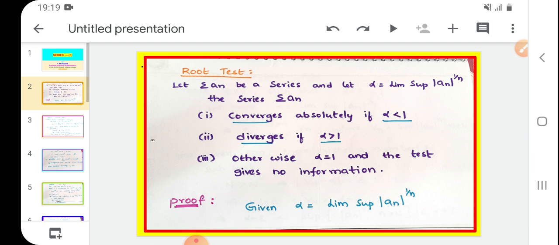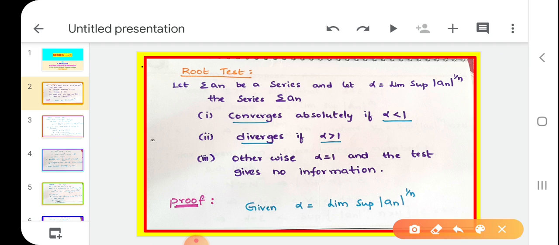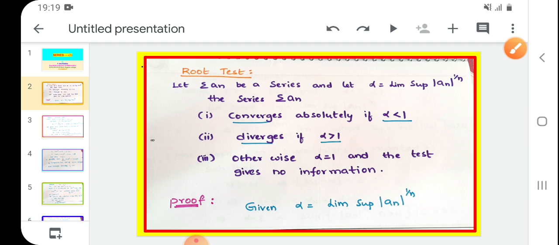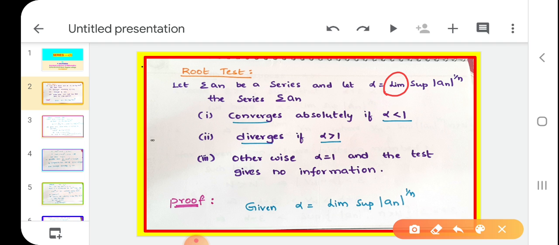What is the first method? Root test. By using the root test we can find whether the given series is convergent or not. Let summation a n be a series, and let alpha equal the limit supremum of mod a n whole power 1 by n. This is the value of alpha. Alpha is a limit value: we find the limit of the supremum of a n power 1 by n.